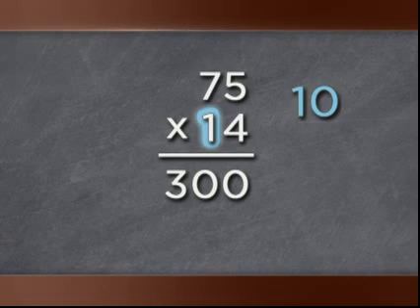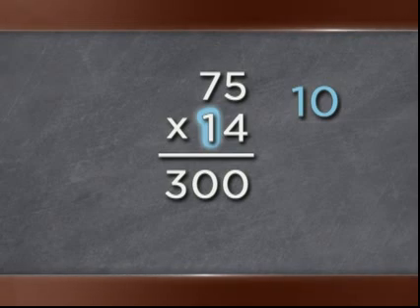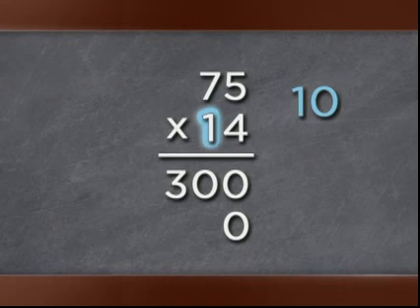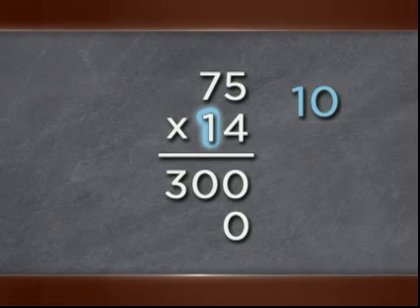So here's what we do. Just below the 300, on a second line, if you want to think of it that way, I'm going to write a 0 in the units digit. Why? Because it's going to keep everything aligned and keep track of the fact that the 1 from the 14 is in the tens digit.